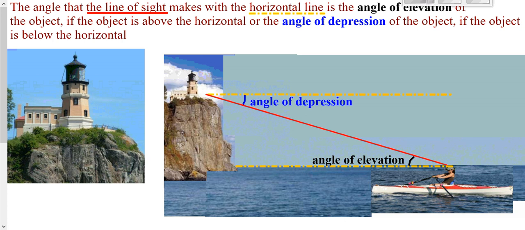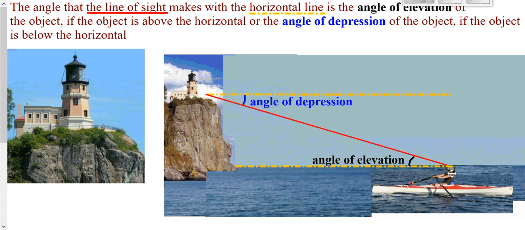Also, just to help you understand what angle of elevation and angle of depression is, it's always your angle from the horizontal. So if you're up here at Split Rock Lighthouse looking down at Lake Superior at a kayaker, if you go straight out and then rotate your eyes down, your angle of depression would be how many degrees you're down from the horizontal. Depression means you're going down. Angle of elevation is really still going from the horizontal and looking up.